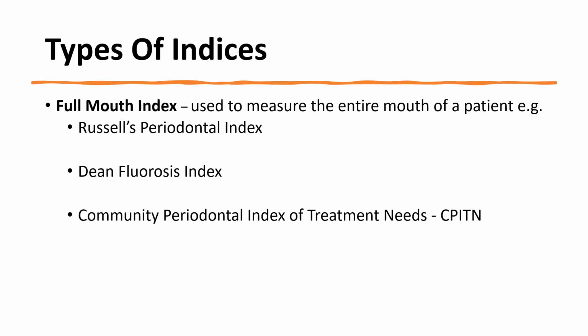So you can also have a full mouth index. Any index that can be used to measure the entire mouth of the patient is a full mouth index. So you have the CPI, you have the Dean fluorosis index, and Russell's periodontal index. I've put links to these references where you can actually go and read up on these indices and how they can be applied. So these are examples of full mouth indices, indices that can be used to measure the full mouth of a patient instead of maybe a particular tooth.